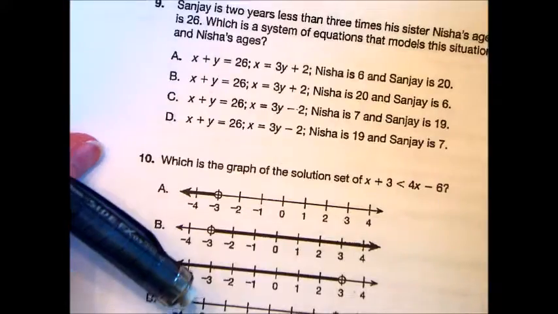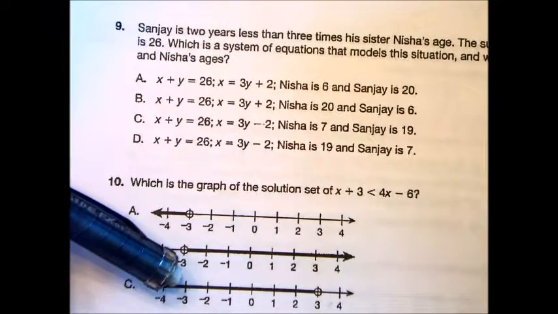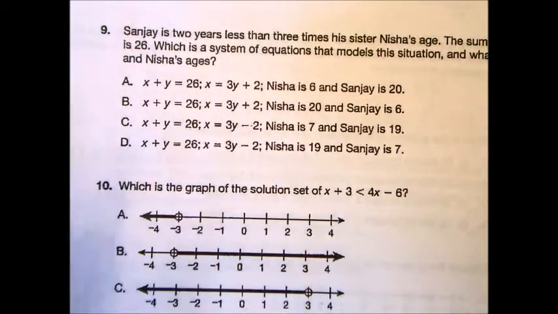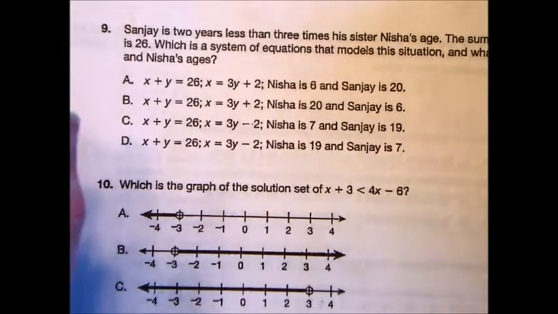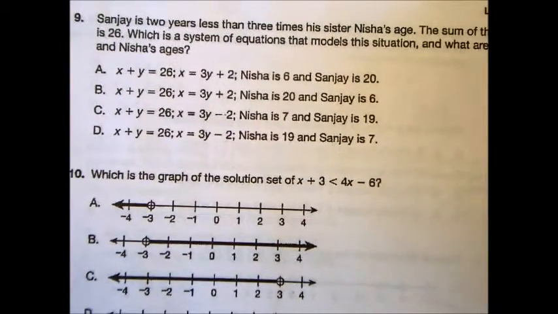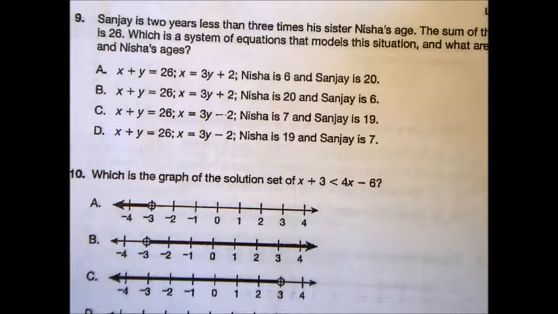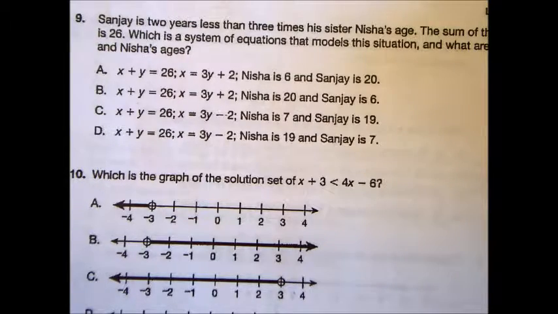Number 9. Sanjay is 2 years less than 3 times his sister Nisha's age. Holy cow, that was a mouthful. The sum of their ages is 26. What if the system is true? Wow. That is a mouthful.